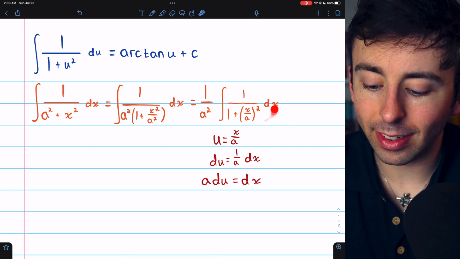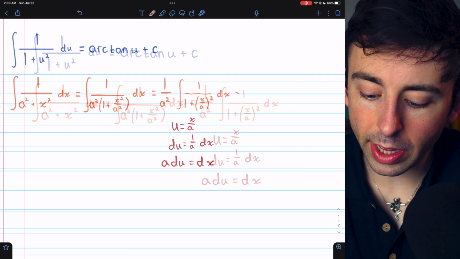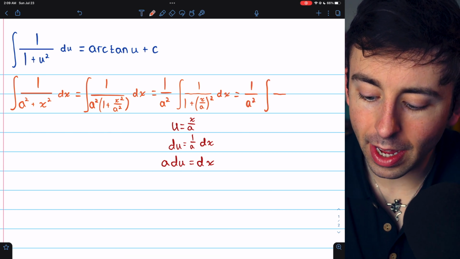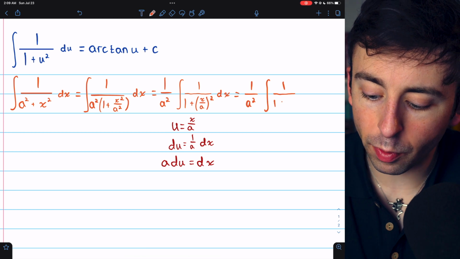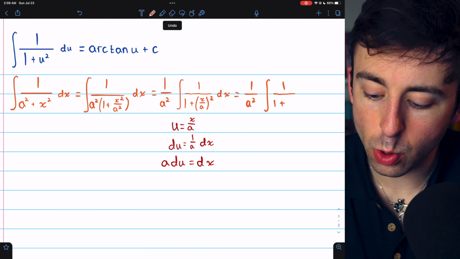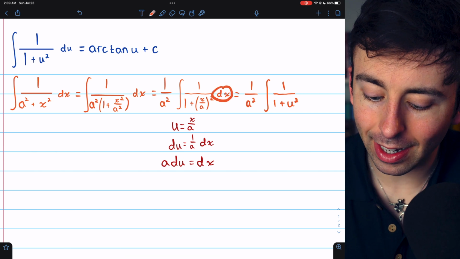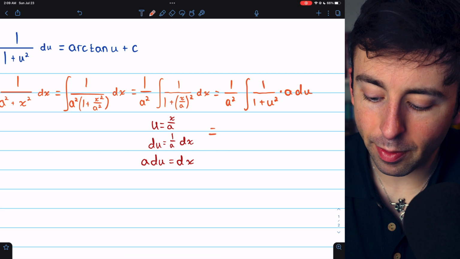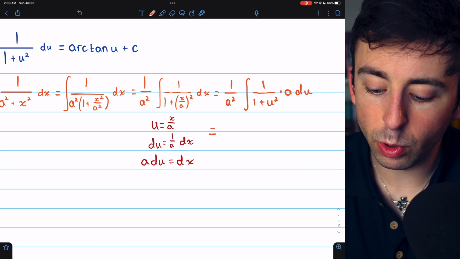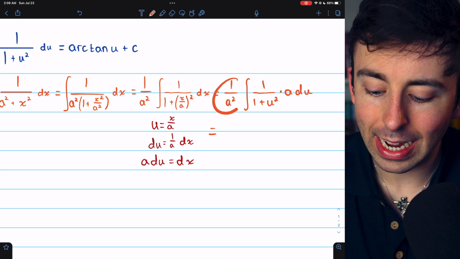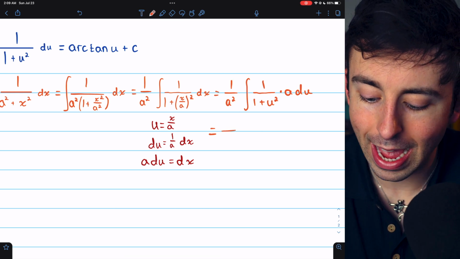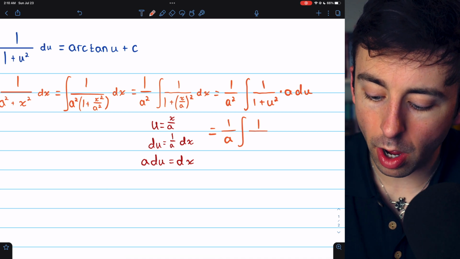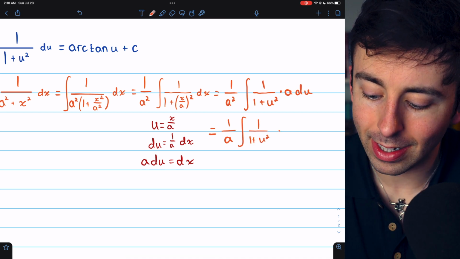Now we can rewrite this entire integral in terms of u. Doing that, we still have the 1 over a squared outside the integral, and then inside we have 1 over 1 plus u squared, and then dx gets replaced by a du. We can then pull that factor of a out of the integral, which will cancel out with a factor of a in the denominator of that coefficient we have, leaving us with 1 over a multiplied by the integral of 1 over 1 plus u squared du.